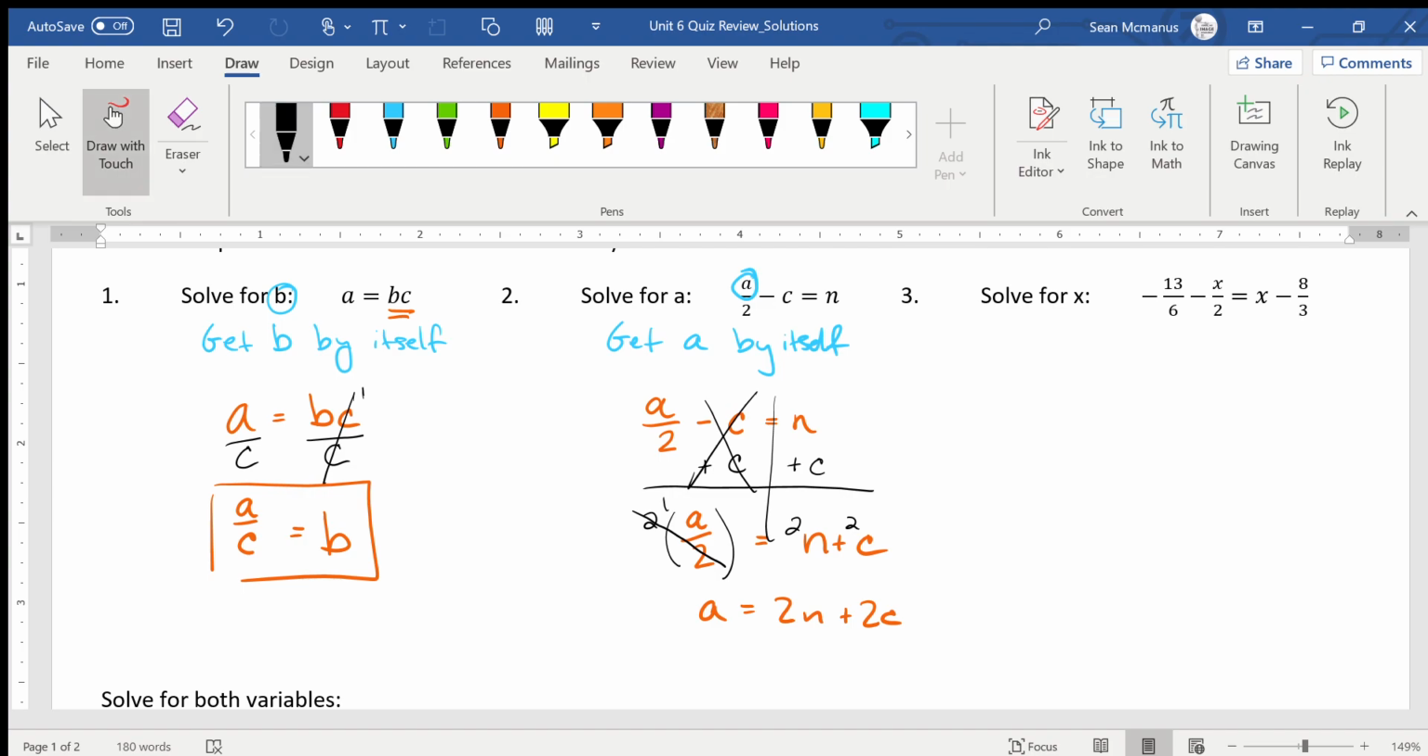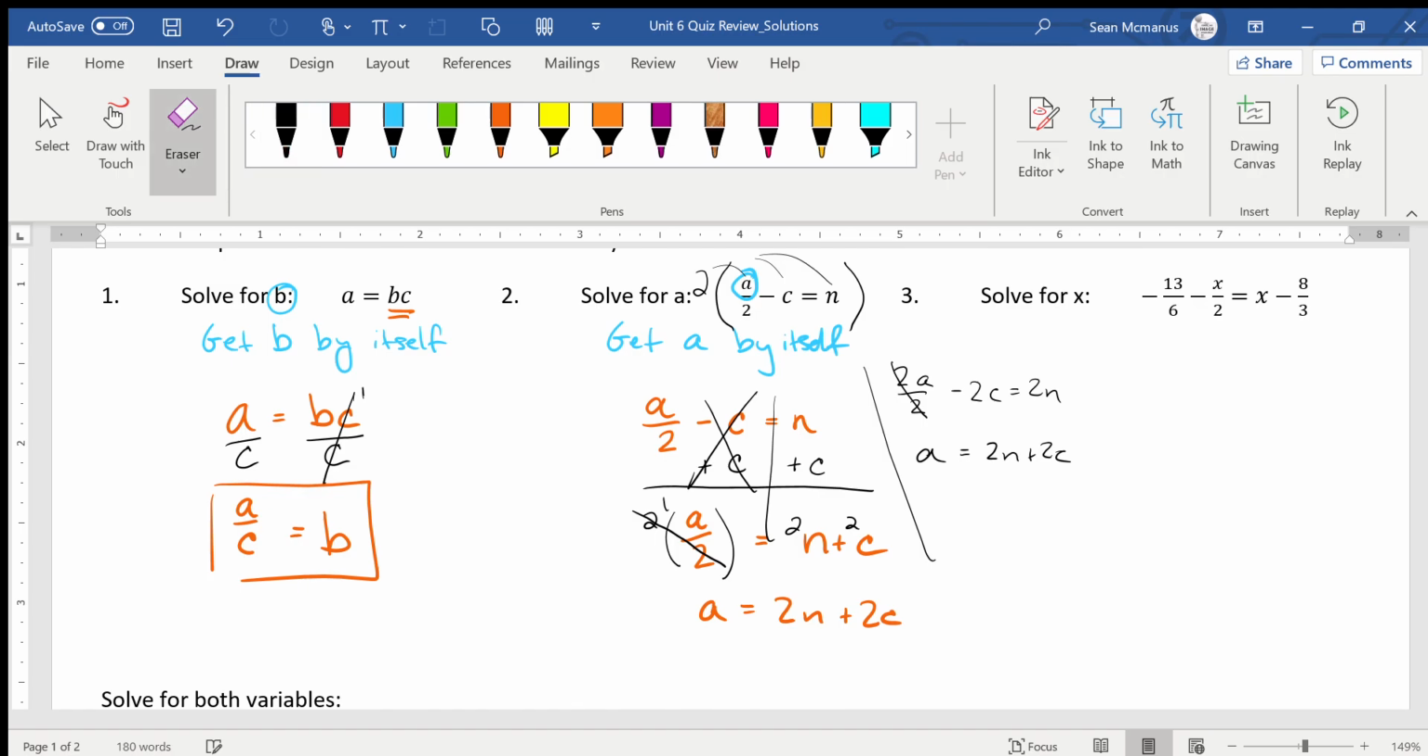Another step at the very beginning, maybe instead of doing it that way, I wanted to eliminate the fractions. I could multiply every single thing by 2. And that would give me, if I distributed, a slightly different path. I would end up with 2A over 2, which reduces down to 1A, minus 2C equals 2N, and then add the 2C to both sides. You'd end up in the exact same place. So you could either get rid of the fractions at the beginning or move the term and then get rid of the fractions. You're going to have the exact same answer.